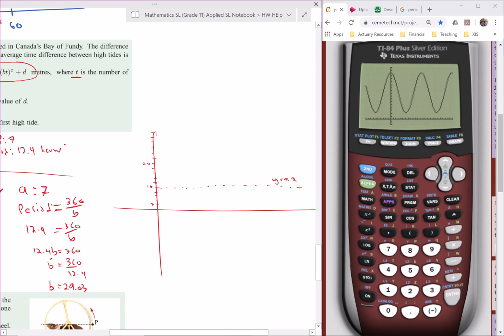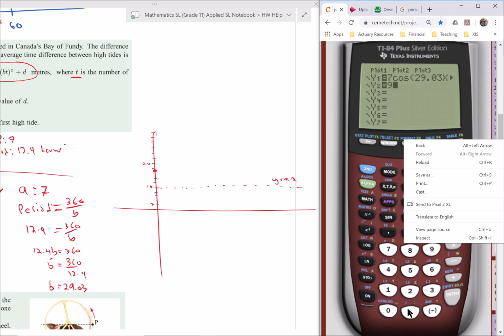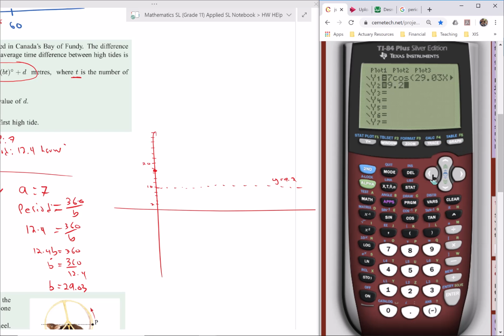16.2 is where it starts, right? Then I always graph this with the midline. So let me graph the midline in here just because it kind of helps us see it. We want to know when it touches the midline, which again, you can just do second, trace, intersect.